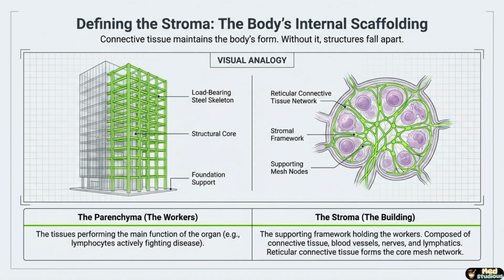Let's use a visual analogy. Imagine a massive skyscraper. The parenchyma are all the office workers inside, doing the daily tasks. The stroma is the load-bearing steel skeleton and concrete foundation holding the entire structure up. If you remove the steel skeleton, the building collapses. In the body's softest organs, reticular connective tissue is that steel skeleton, forming the core mesh network that maintains the organ's physical integrity.